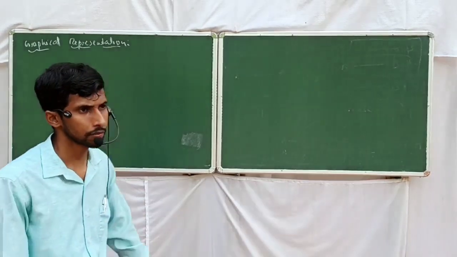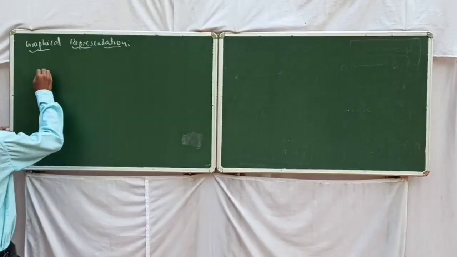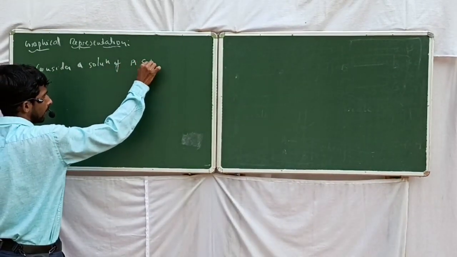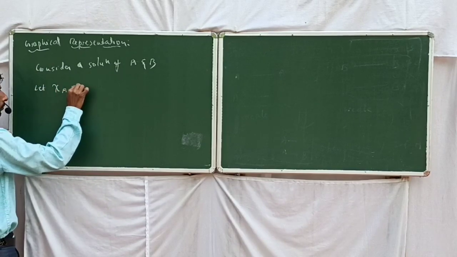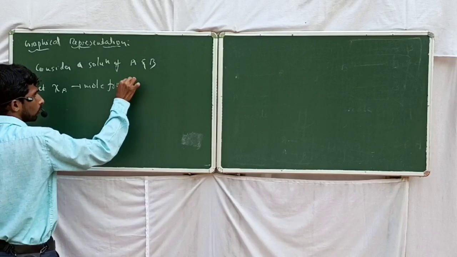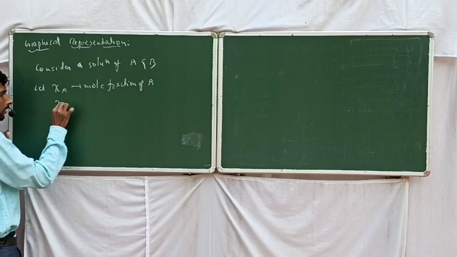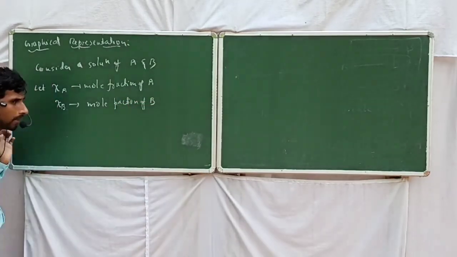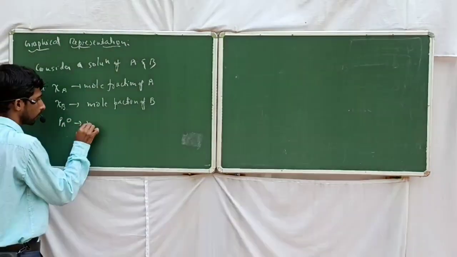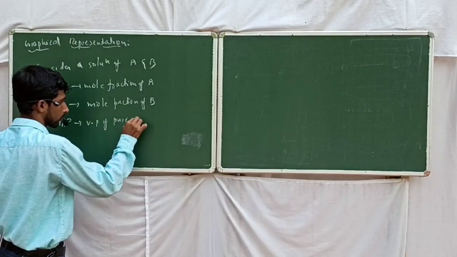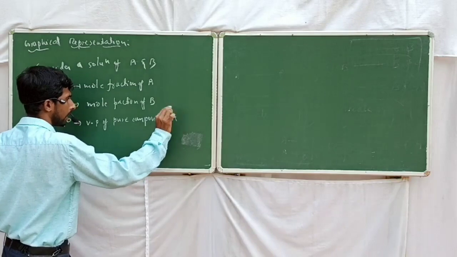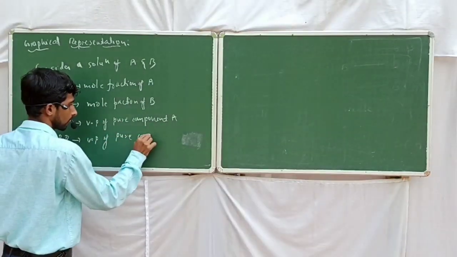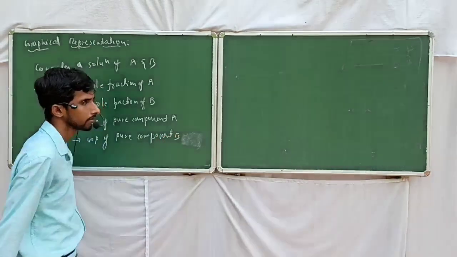Next topic, that is graphical representation of non-ideal solution showing positive deviation. Consider a solution of two components A and B. Let xi A be the mole fraction of A, and xi B the mole fraction of B. Then let Pa naught be the vapor pressure of pure component A, and Pb naught the vapor pressure of pure component B.